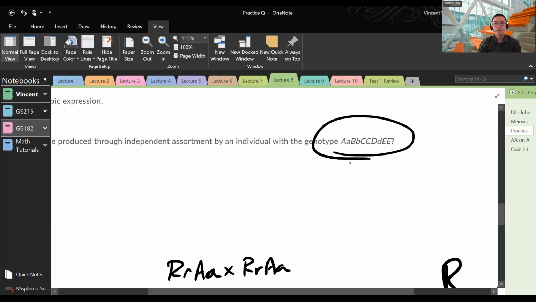5 genes here. So let's take a look at the A. How many possibilities are there? You can either inherit the big A or the small a, right? So there are 2 choices for gene A. How many choices for gene B? Well, I hope you can see it is also 2 choices. You can get big B or small b. How many choices for gene C?